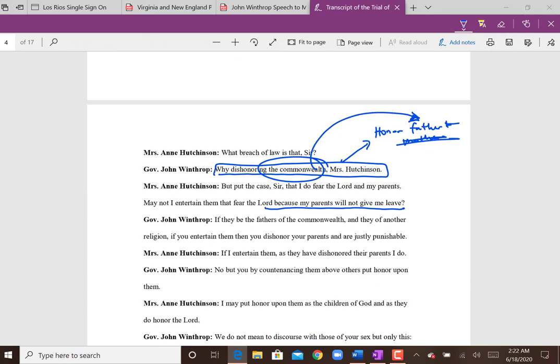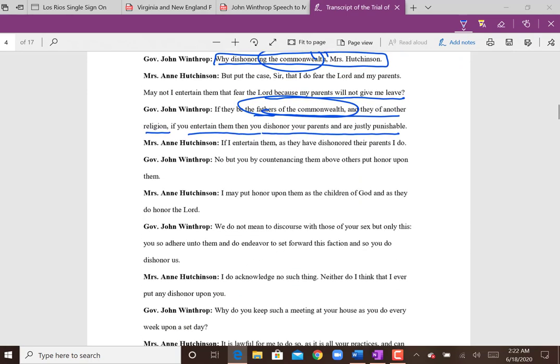But then she says, right, if I fear the Lord, should I not follow that if my parents will not give me leave to obey God? So she's basically saying, if my parents don't believe in God or my parents are doing the wrong thing, shouldn't I not be following my parents if that's following God? If they be fathers of the commonwealth and they of another religion, if you entertain them, then you dishonor your parents and are justly punishable. So basically they're saying the fathers of the commonwealth supersede that, like they know the laws of God and therefore, no. And then it continues to go on.